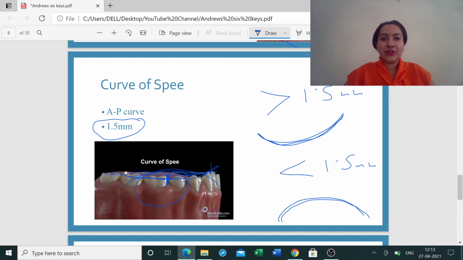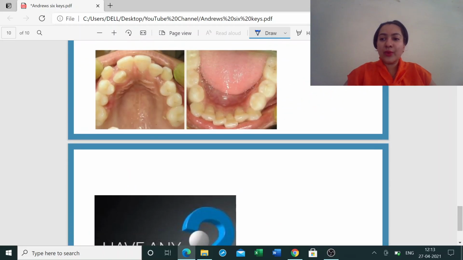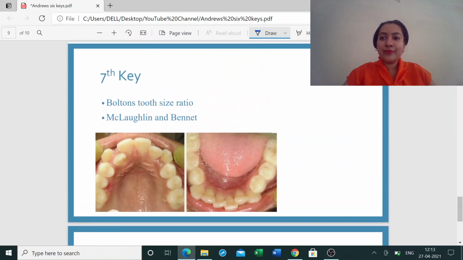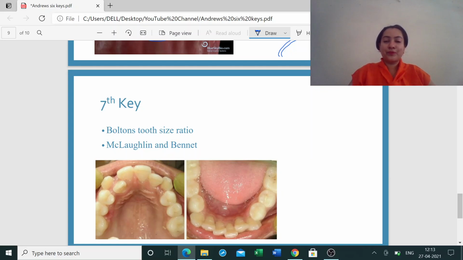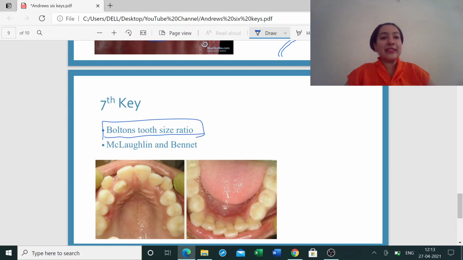There were many researches going on, a lot of people doing researches. Research is something which goes on, right? Everybody keeps doing that. So based on one such research came the 7th key, which can be asked in your exam. It can be asked as an MCQ. How many keys are there? So you should know now there are 7 keys of occlusion, and the 7th key is your Bolton's tooth size ratio. This is the name of your 7th key.